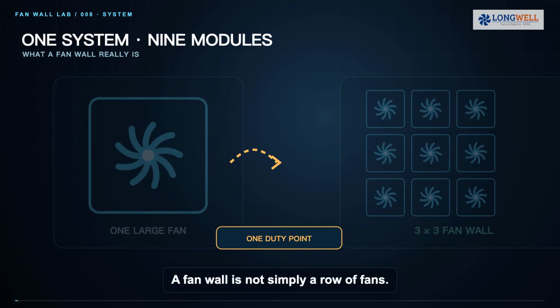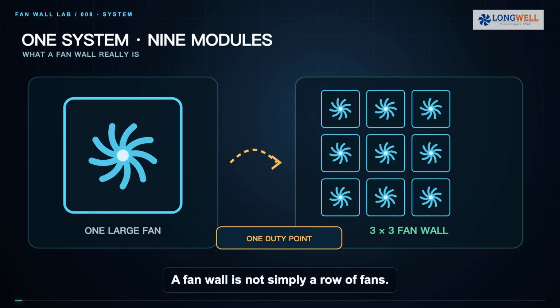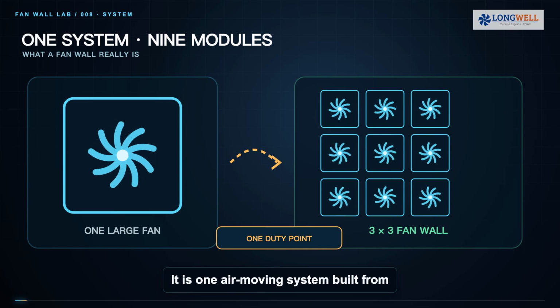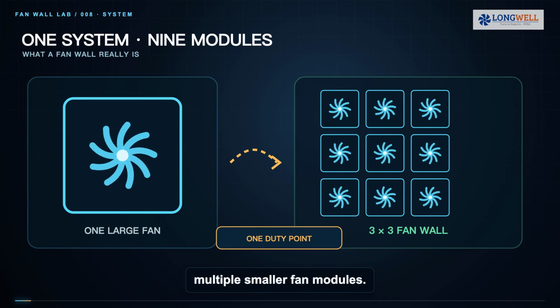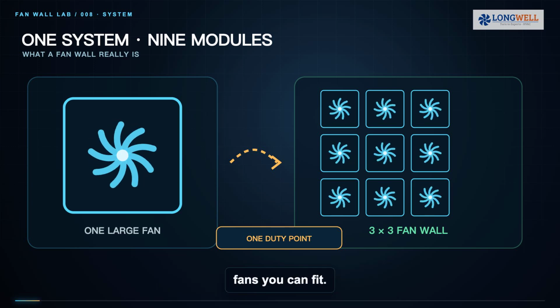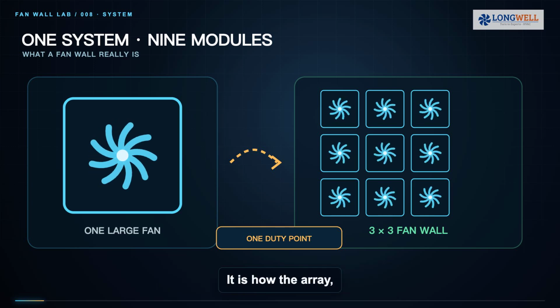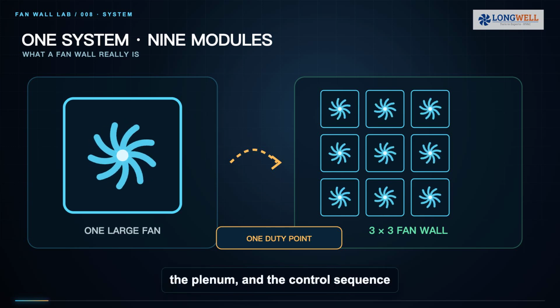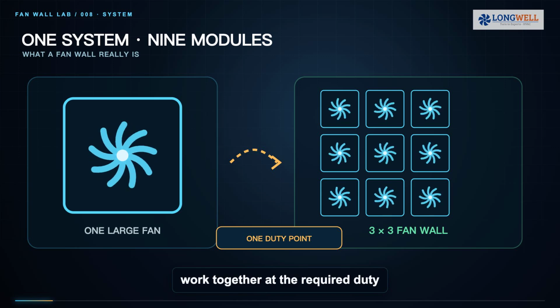A fan wall is not simply a row of fans. It is one air-moving system built from multiple smaller fan modules. The useful question is not how many fans you can fit. It is how the array, the plenum, and the control sequence work together at the required duty point.